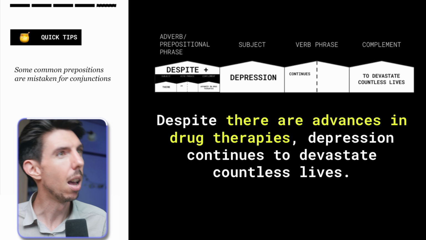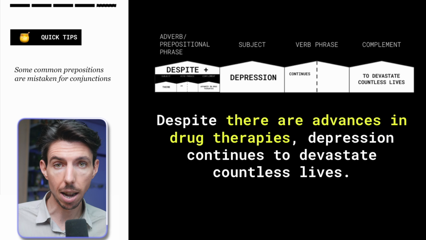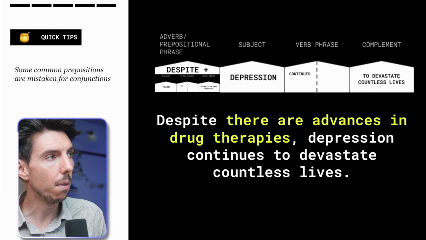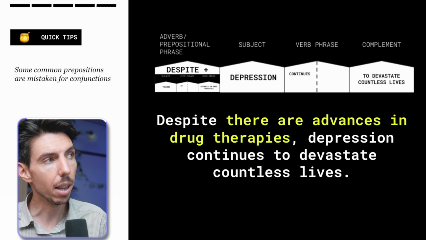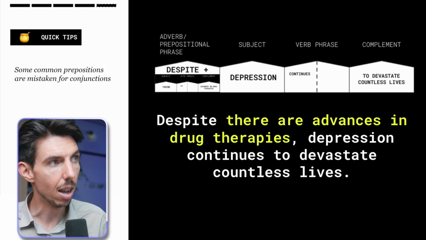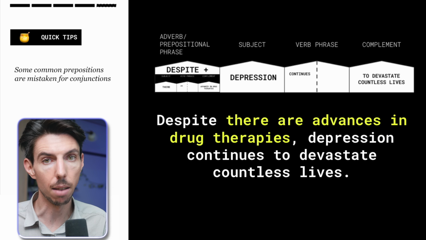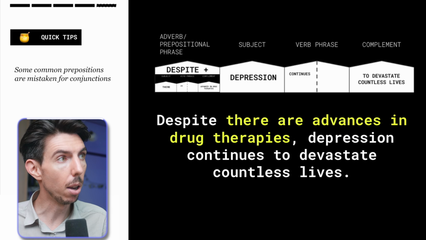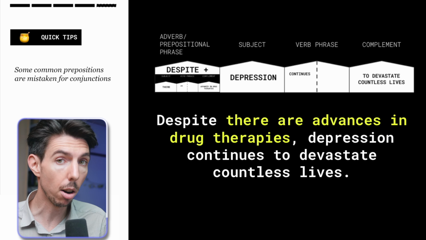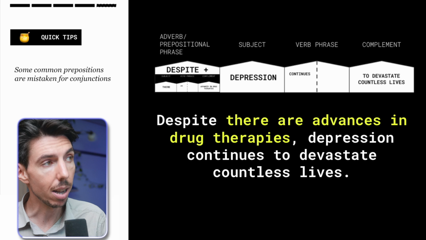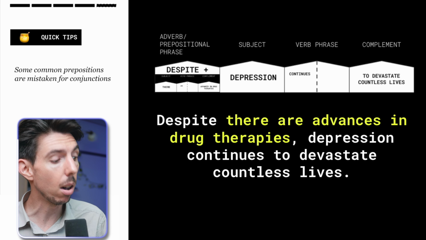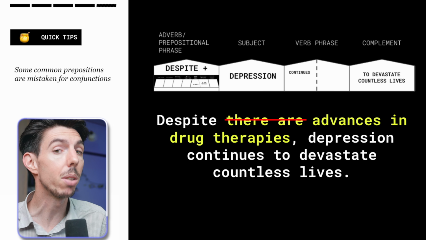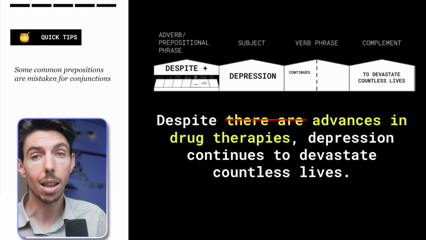Just a quick tip here, there are a few prepositions that are often confused for conjunctions. So let's take a look at these. As we know, prepositions always attach to nouns, whereas conjunctions always attach to clauses. So here we have a common mistake: "Despite there are advances in drug therapies, depression continues to devastate countless lives." Despite is not a conjunction, it is a preposition, so we need to take the information in there, "there are advances in drug therapies," and turn it into a noun. We would have to say something like, "Despite advances in drug therapies," or "despite those advances, depression continues to devastate countless lives."